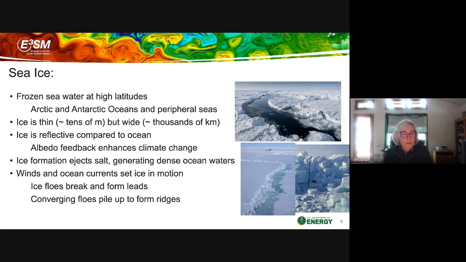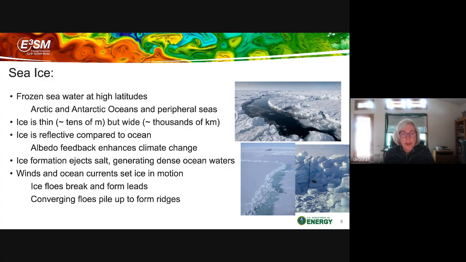Another aspect of sea ice is that when the ocean water freezes, salt gets ejected, and that generates dense ocean waters near the surface, which sink and affect ocean currents. And so those coupled effects are important also.